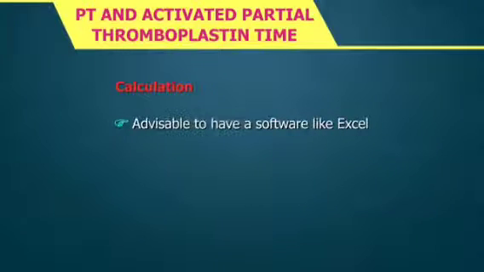Calculation. It is advisable to have a software like Excel to make the calculations easier. Say, 20 samples are run in duplicate. The mean of both runs for each sample is calculated. Calculate the percent difference between the two readings. The percent difference should be less than 10. Exclude all the outliers that have a percent difference more than 10.